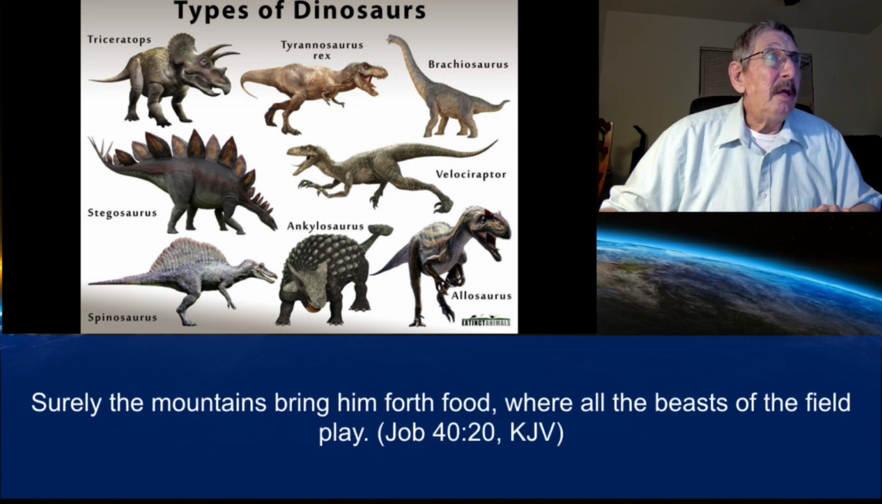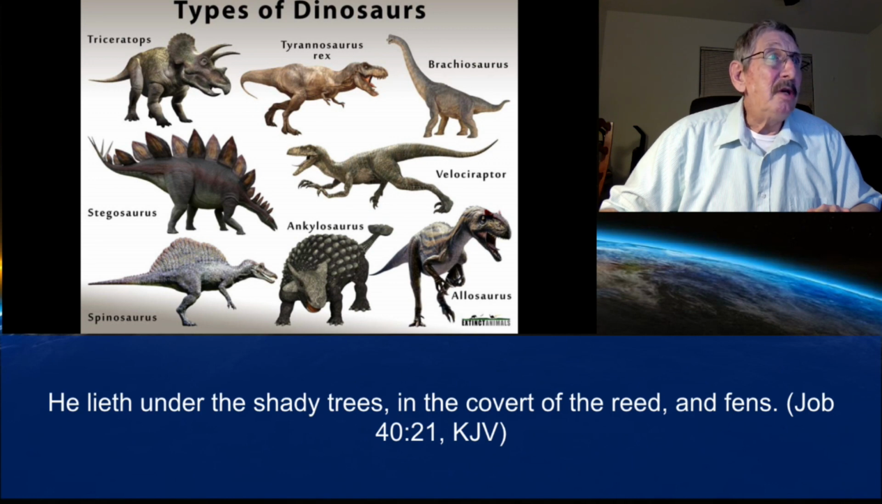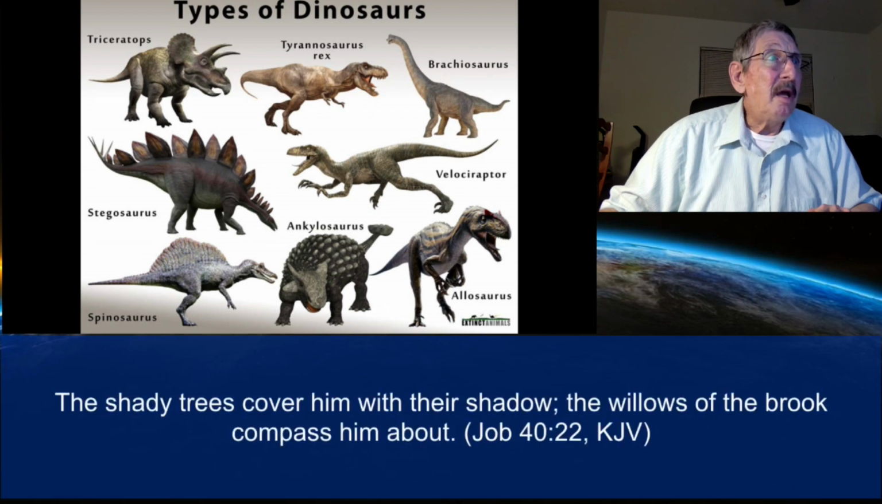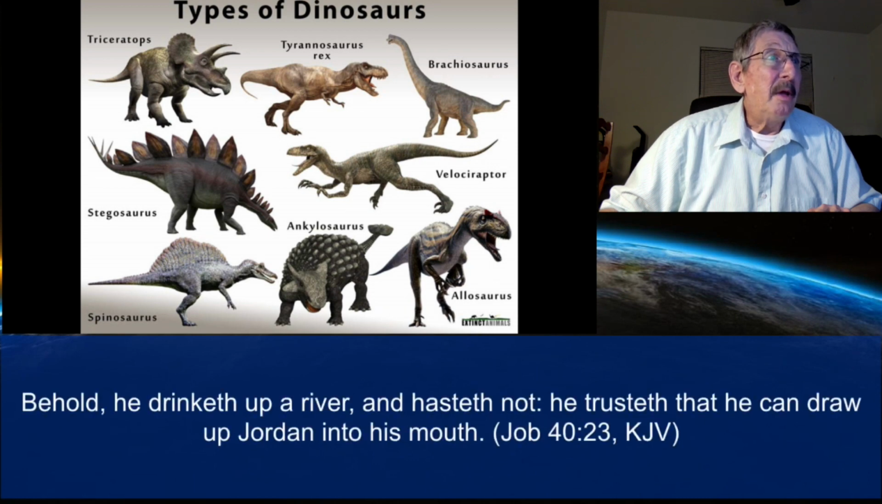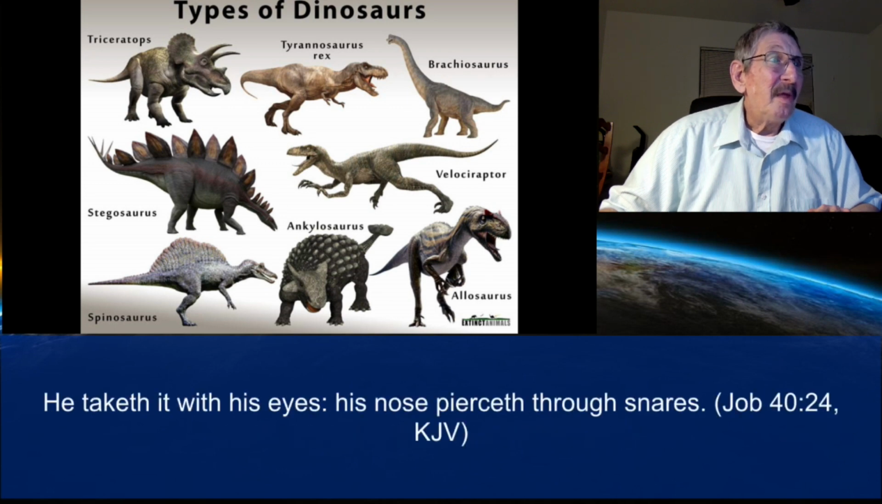Surely the mountains bring him forth food. In other words, he needs a lot of food, where all the beasts of the field play. He lieth under the shady trees, in the covert of the reeds and fens. The shady trees cover him with their shadow. The willows of the brook compass him about. Behold, he drinketh up a river. So he has to drink a lot of water. And hasteth not. He trusteth that he can draw up Jordan into his mouth. Basically saying that he could draw up the whole river Jordan into his mouth. That's a big animal. He taketh it with his eyes. His nose pierceth through snares.